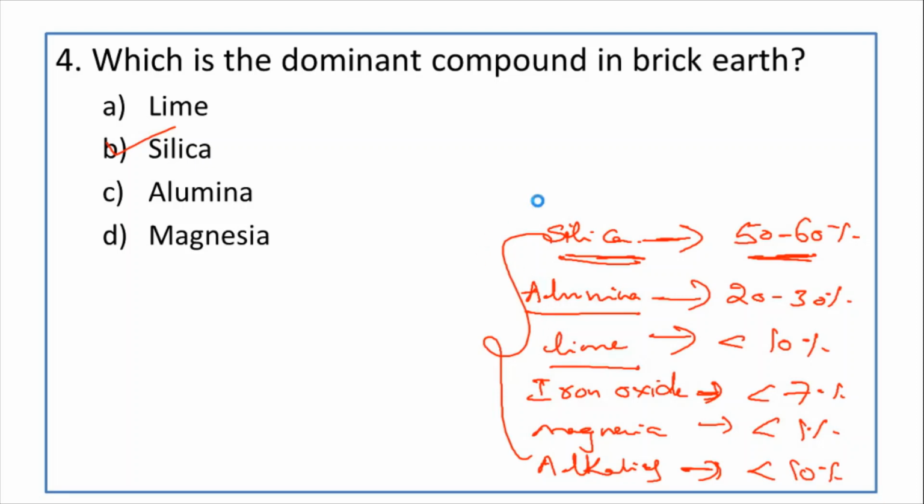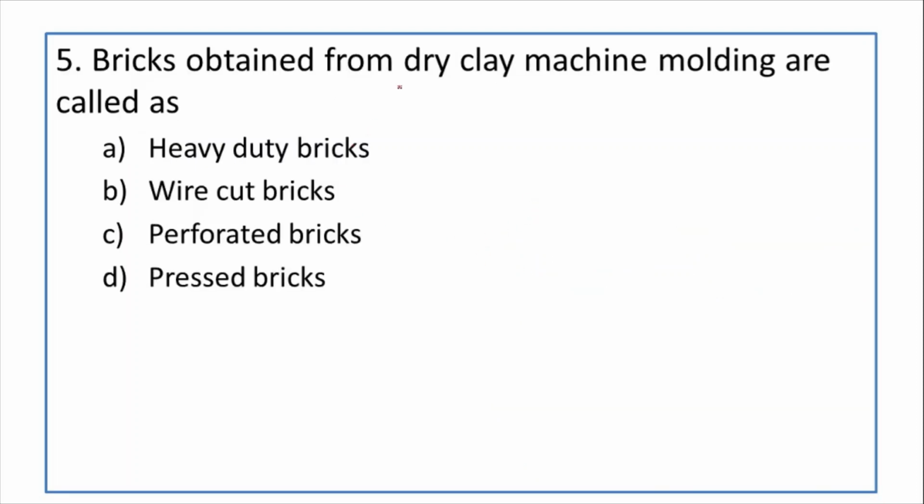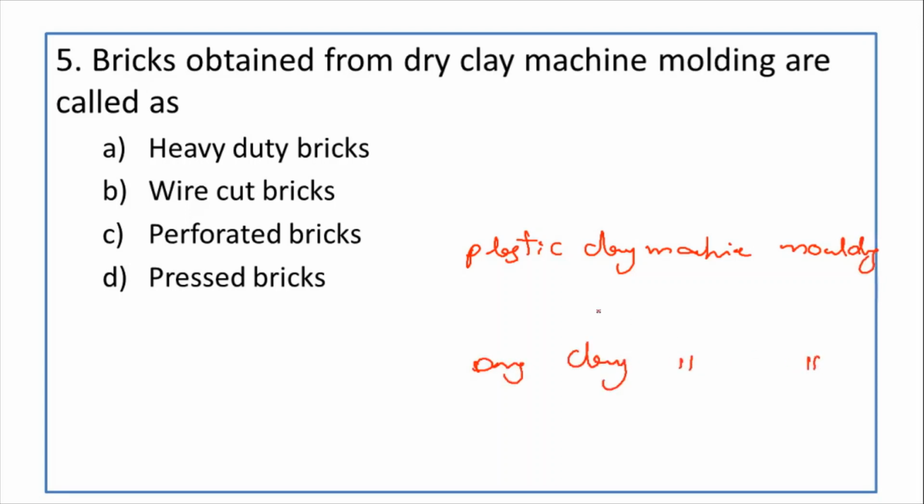Okay. Then next question. Bricks obtained from the dry clay machine molding are called as. Basically in the machine molding, there are two types. One is the plastic clay machine molding and another one is the dry clay machine molding. So here the question asked is bricks obtained from the dry clay machine molding are called as.